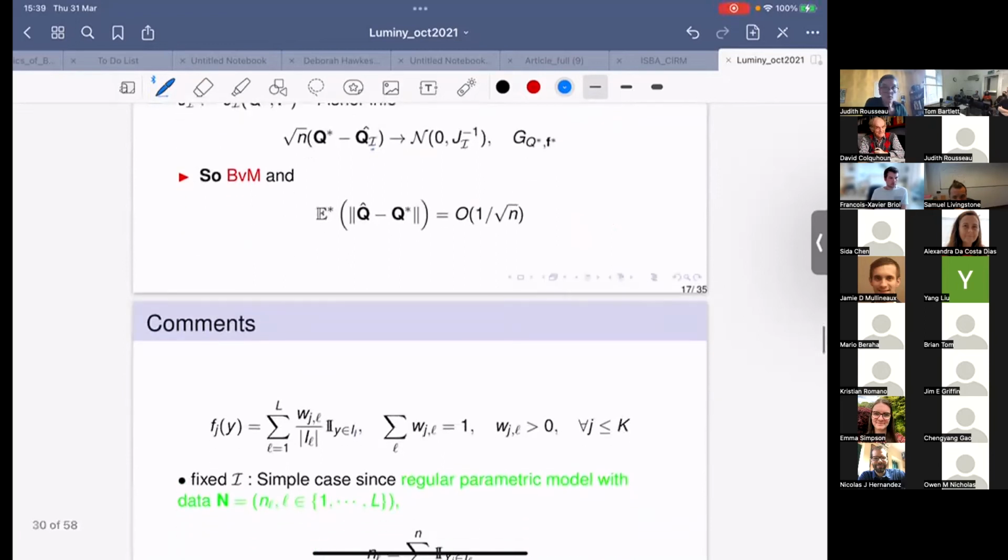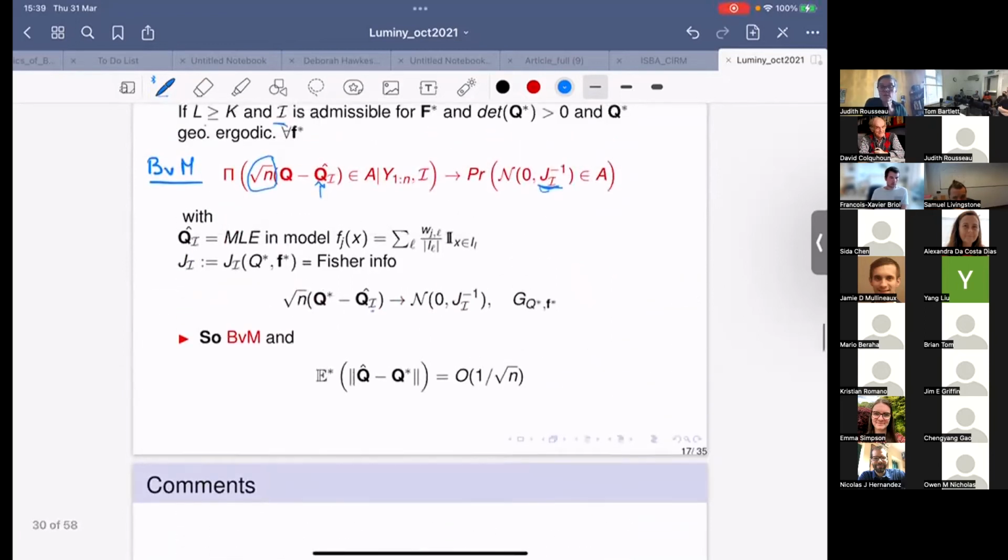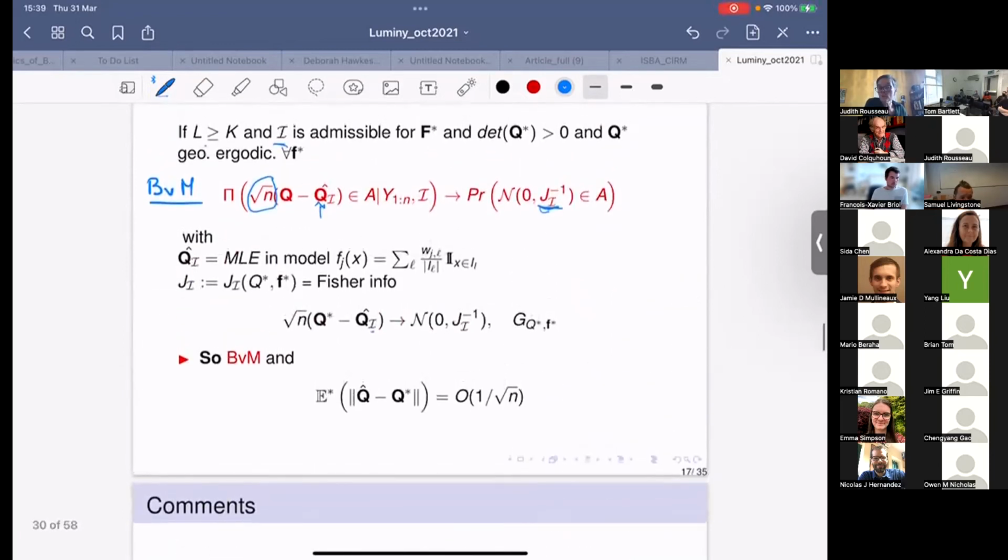So why does it work? It's a bit of a miracle, because it's such a stupid model that you'd think it would never work.